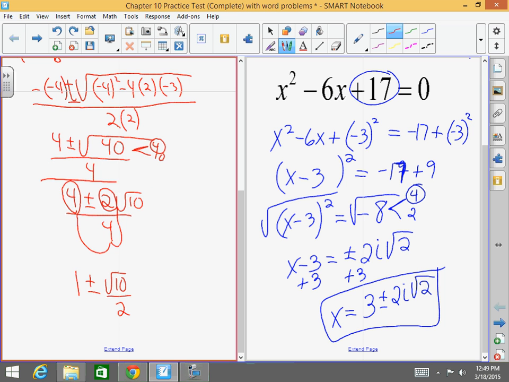If you left it like this, it would not be wrong. But this is what a lot of you did on the previous exam. Oh, this is 1 plus or minus square root of 10. And that is wrong. This 4 goes to the 4 and the 2. So 4 over 4 is 1, but 2 divided by 4, that's 1/2. That denominator stays under the square root of 10.